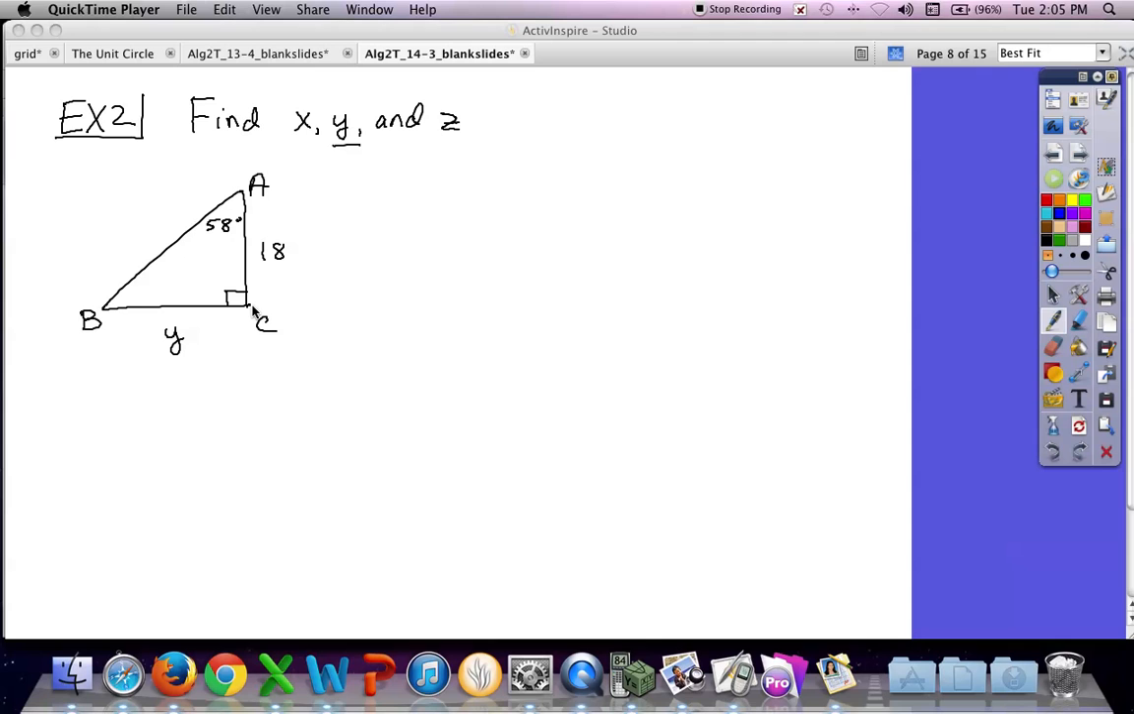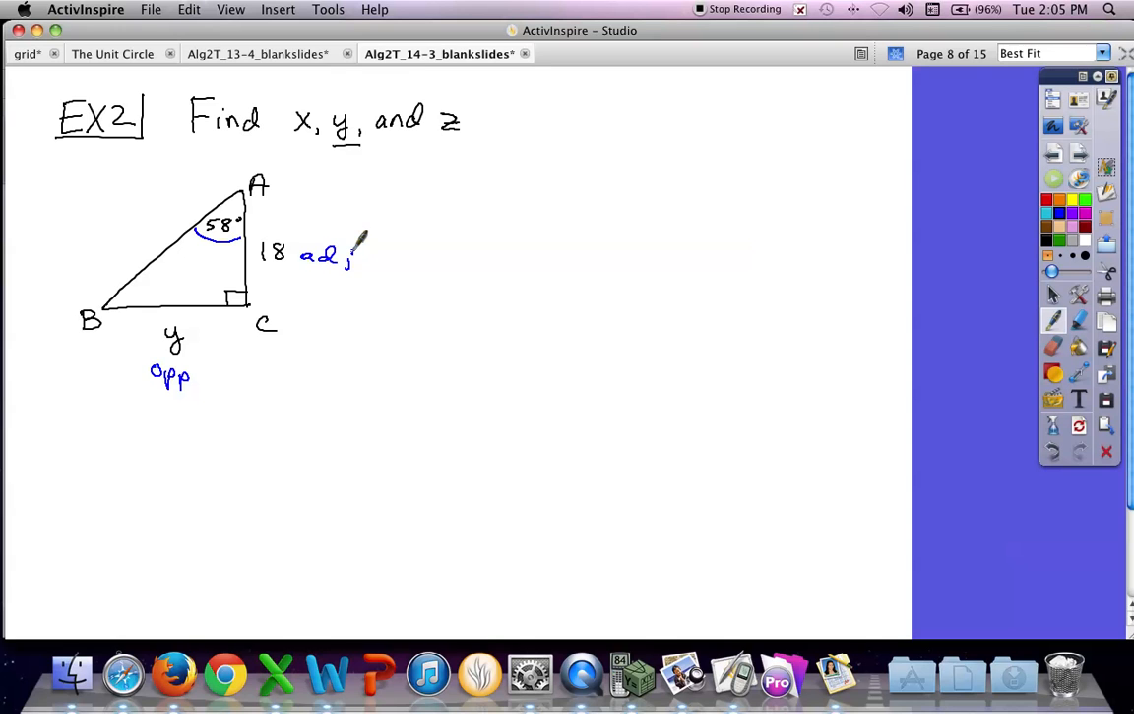Before we start, we have to say, with respect to the angle 58 degrees, which 2 out of 3 sides are we dealing with here? Opposite, adjacent, or hypotenuse? What is this side? Opposite. And what is this side? Adjacent. That's always step 1. Second step, which trig function, sine, cosine, or tangent, uses opposite and adjacent?